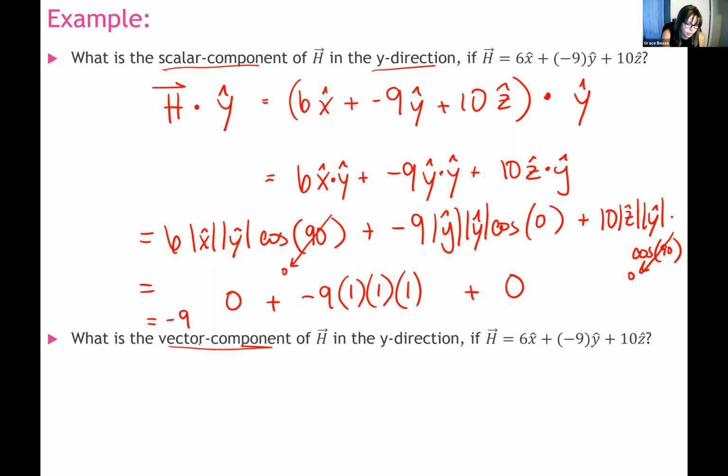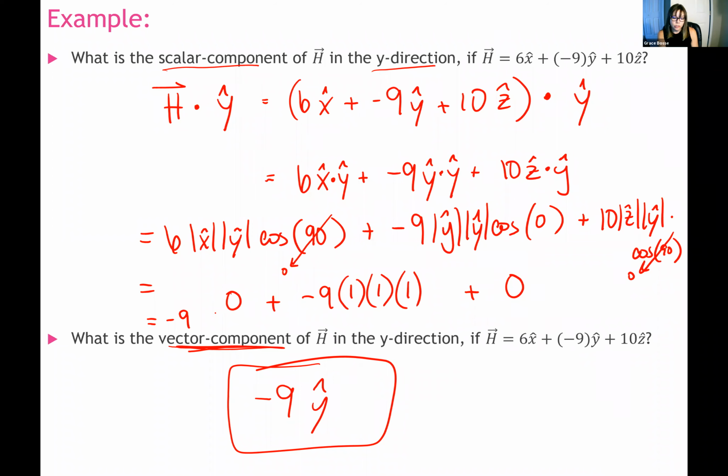And now the vector component, all you do is you take that scalar component and you multiply it by the unit vector. So the vector component of h in the y direction is just going to be that scalar component times the unit vector in that direction. So that is my answer for the second part of the question. All right, and that's all you got to do for expressing vectors in component form.